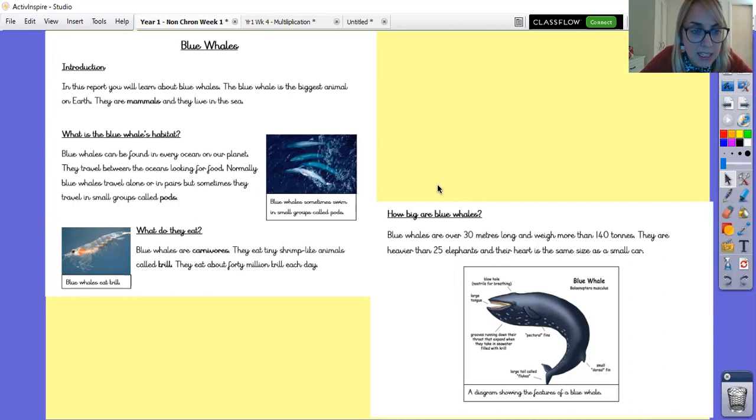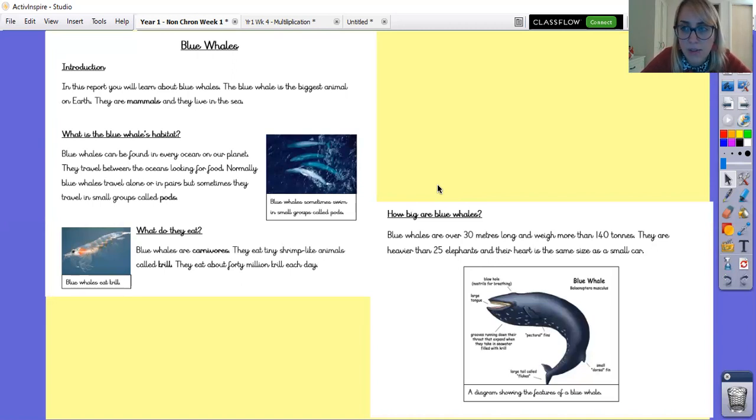What do they eat? Blue whales are carnivores. They eat tiny shrimp-like animals called krill. They eat about 40 million krill each day. Wow. How big are blue whales? Blue whales are over 30 meters long and weigh more than 140 tons. They are heavier than 25 elephants and their heart is the same size as a small car.